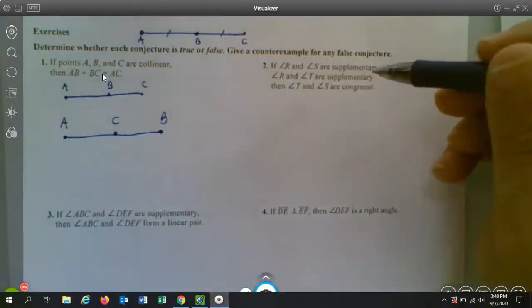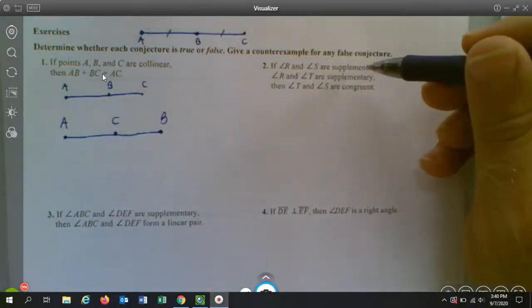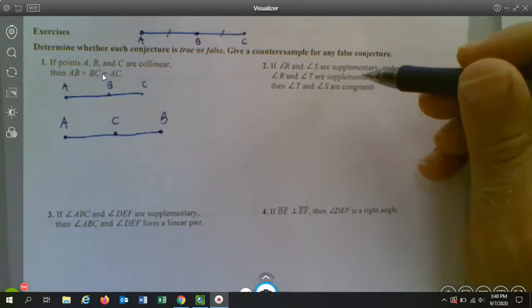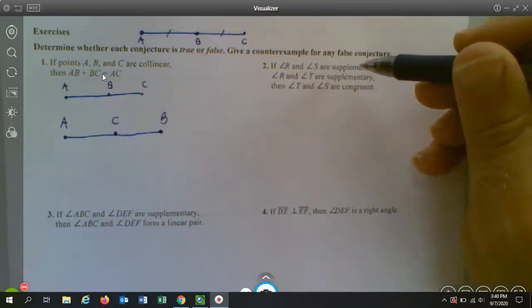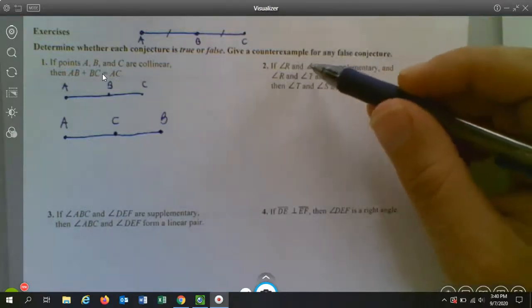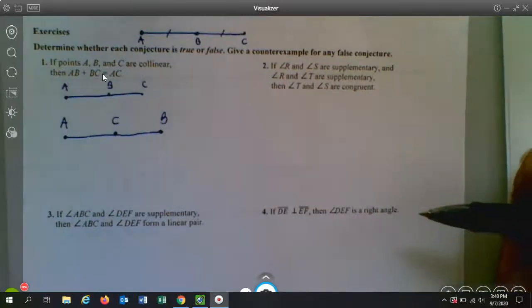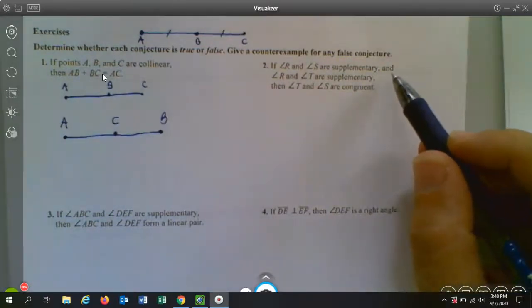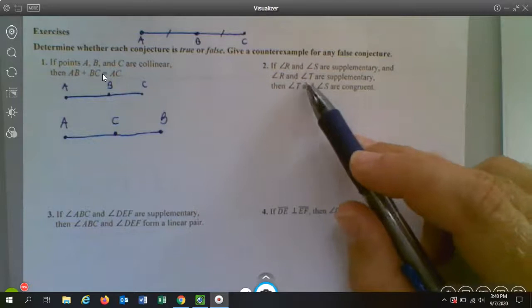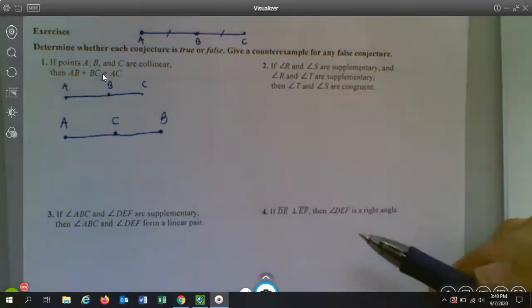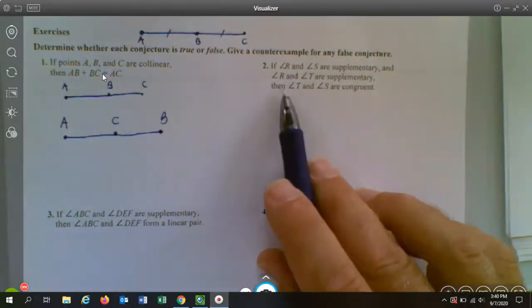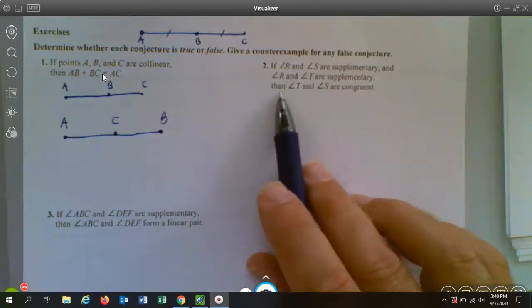Let's look at another one here. So if angle R and angle S are supplementary, remember what supplementary means. We learned this in chapter 1. Supplementary means that these two angles add to 180 degrees. And so this is still part of the given. Angle R and T are supplementary. Then, so here comes the conjecture, right? Your conjecture follows this word then, right?